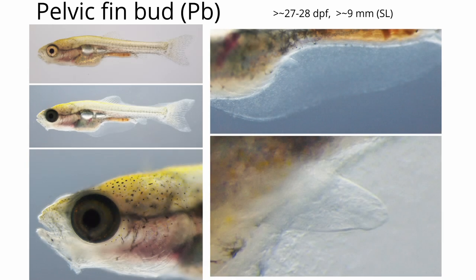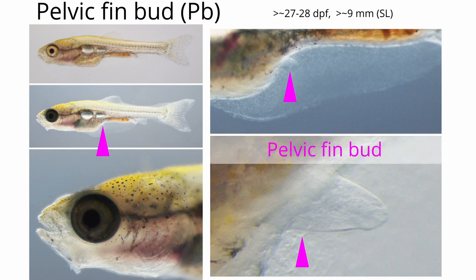After another few days, 27 to 28 days after fertilization, the body length will be around 9 mm in standard length. From around here, the primordium of the pelvic fin, that is the protruding part that became the origin of the pelvic fin, becomes visible. The stage where the edge of the bulge that forms the base of the pelvic fin becomes a thin membrane is called the pelvic fin bud.